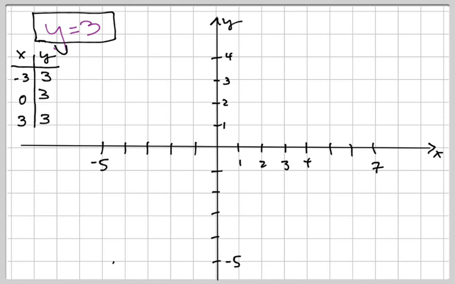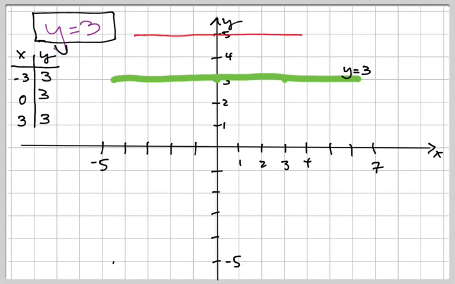Some of you said vertical, some of you said horizontal. So -3, 3 is right here. 0, 3 is right here. 3, 3 looks like so. And actually what we get here is a horizontal line. So y equals 3 is a horizontal line. Matter of fact, y equals 4 is what? A horizontal line. If y is equal to 5, that would be right here.